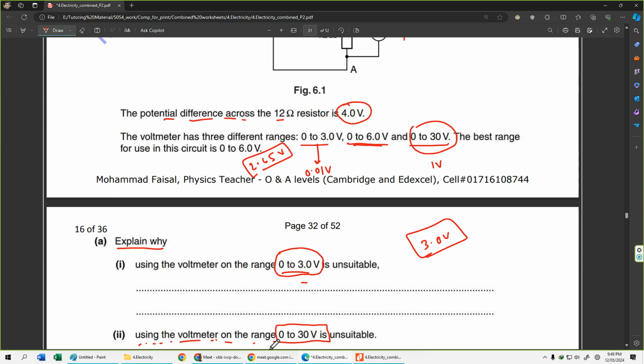The measurement would be available, you might still be able to detect 4 volt, but it says 4.0. Have a look. 4.0 volt means this measurement is supposed to be capable of up to 1 decimal place, but whenever you're using it in this fraction, the device might not give you 1 decimal place value because the range is too high. The precision would be sacrificed.